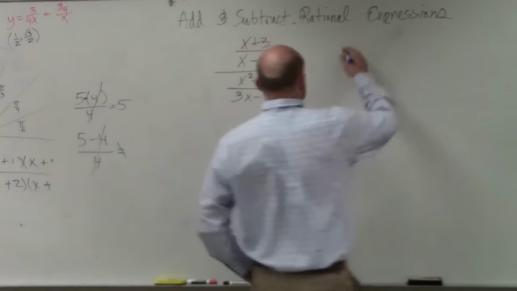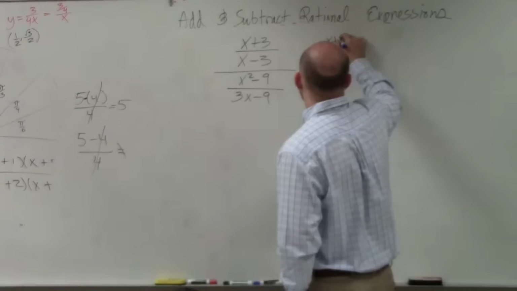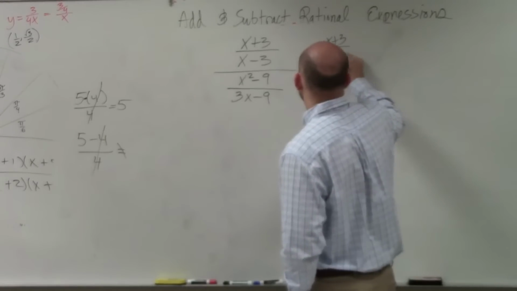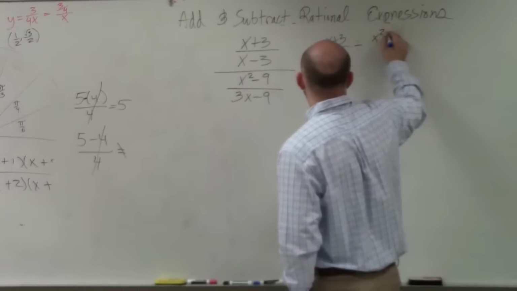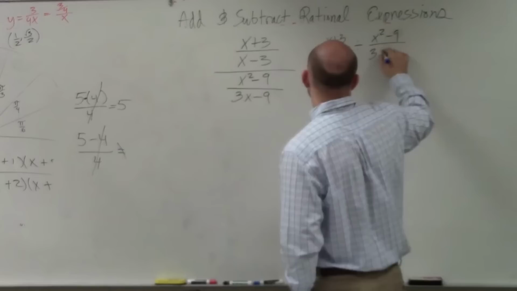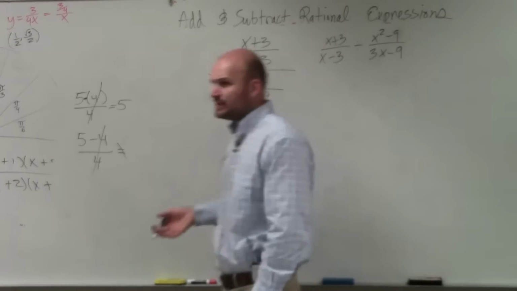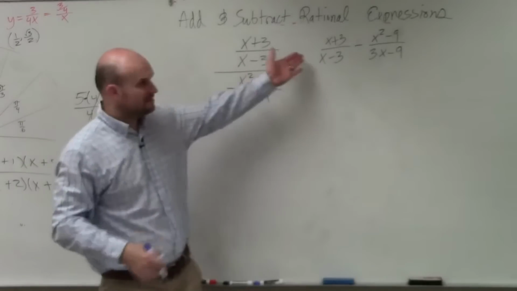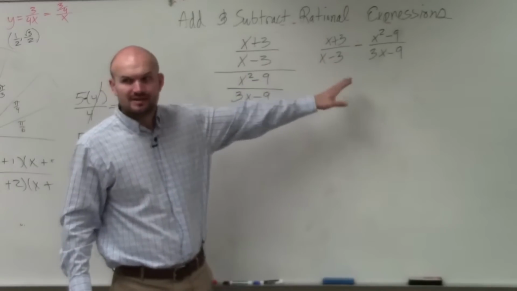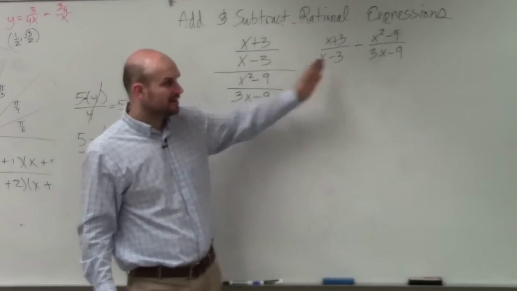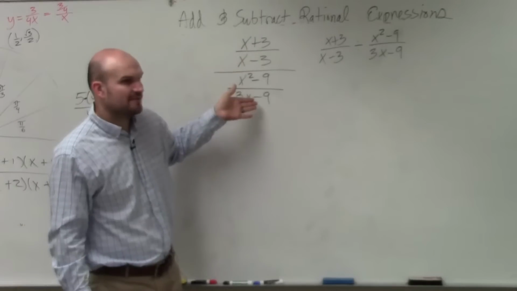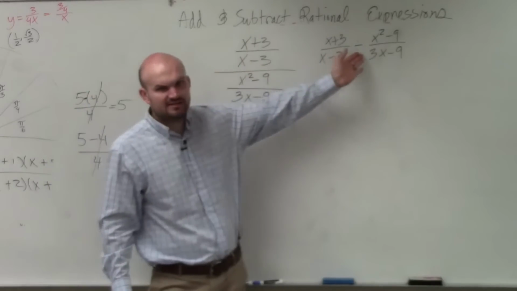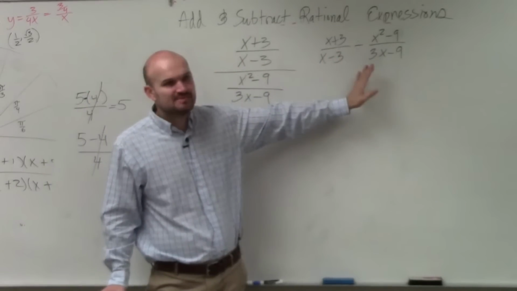There's no difference, ladies and gentlemen, in me saying x plus 3 divided by x minus 3, divided by x squared minus 9 over 3x minus 9. This is the exact same thing. It doesn't matter which way you write it. Last class period, we wrote it like this. Here, I'm just writing it as a fraction divided by a fraction with a fraction bar instead of a division symbol. So it's the exact same type of problem.